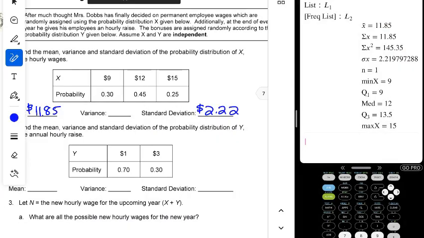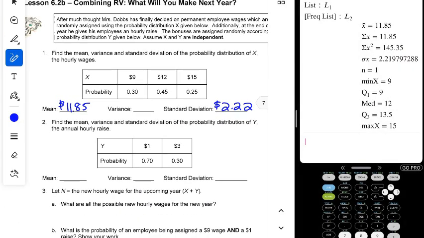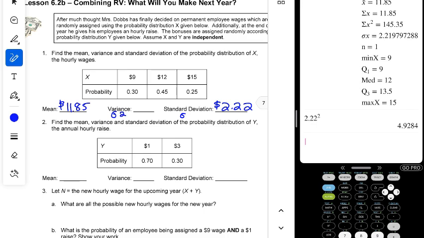And so to find the variance, remember standard deviation is sigma, and variance is sigma squared. So that means I just take 2.22 and square it. 4.93 is my variance. So that's the original wage.